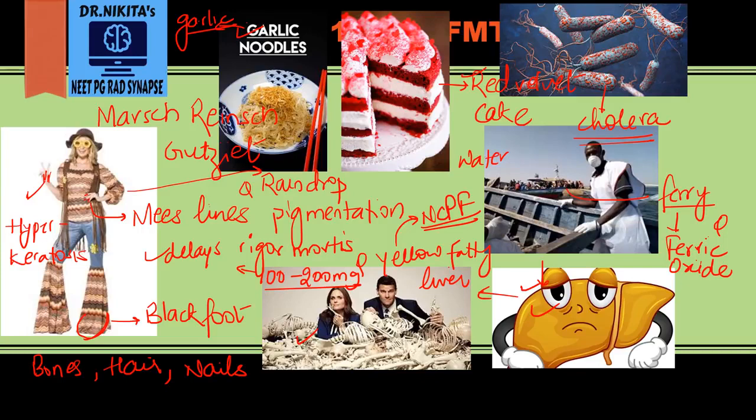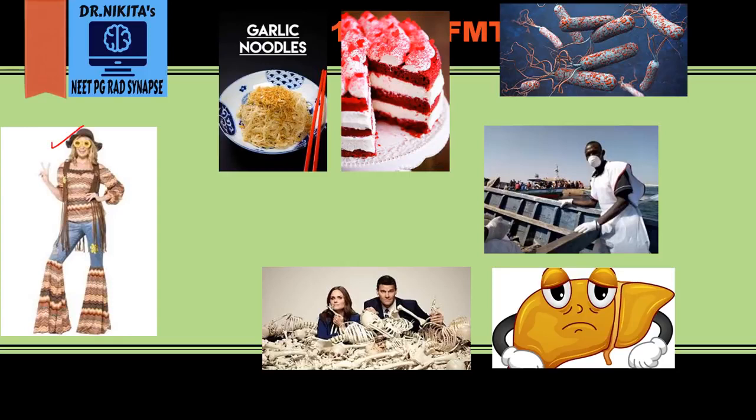Let's revise quickly. So a hippie female named Marsh Rinch Gutsy who likes to go out and partying. She gets ready for party. She puts the nail paint, those are the Mees lines. She puts the mehendi, that is hyperkeratosis. She wears the black footwear, that is black foot disease. When she goes to the venue, there is rainfall, so she gets raindrop pigmentation. In the restaurant, in the pub, she orders garlic noodles, that is garlic odor, red velvet mucosa.